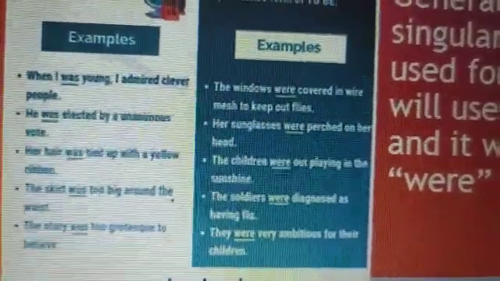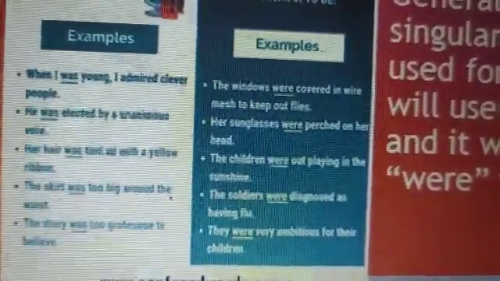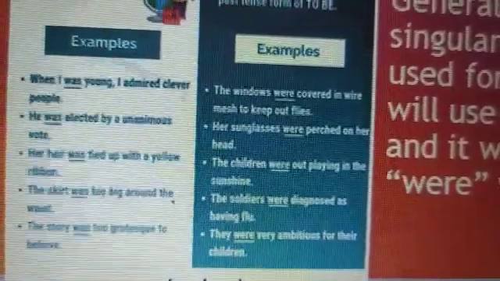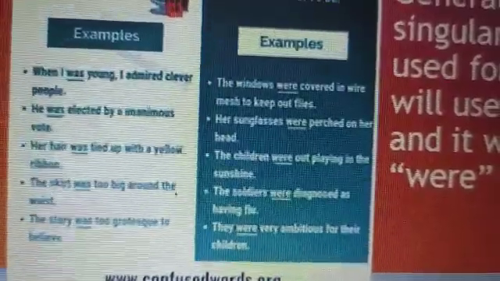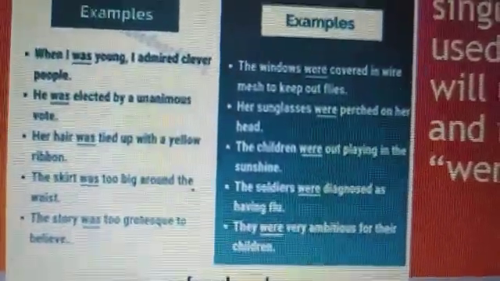Her hair was tied up with a yellow ribbon. Her, third person, singular. The skirt was too big around the waist. So here skirt, singular number, so was. The story was too good to believe. So here also the story, singular in number, was we have used.